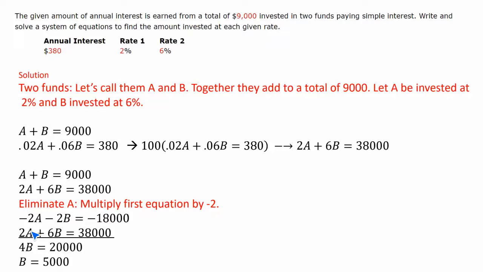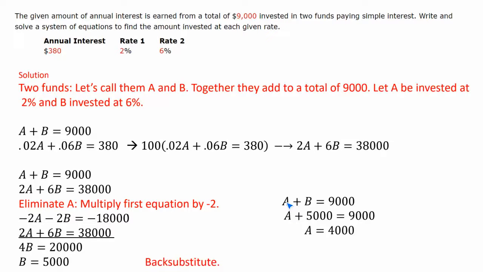And then I can add it to my second equation, so the A's will become 0. 6B minus 2B is 4B, and 38,000 minus 18,000 is 20,000. So that means that for account B, I put $5,000 in that account. So how do we find out how much A has? We can back substitute. So if B is 5,000, subtract the 5,000. So that means that A was $4,000.